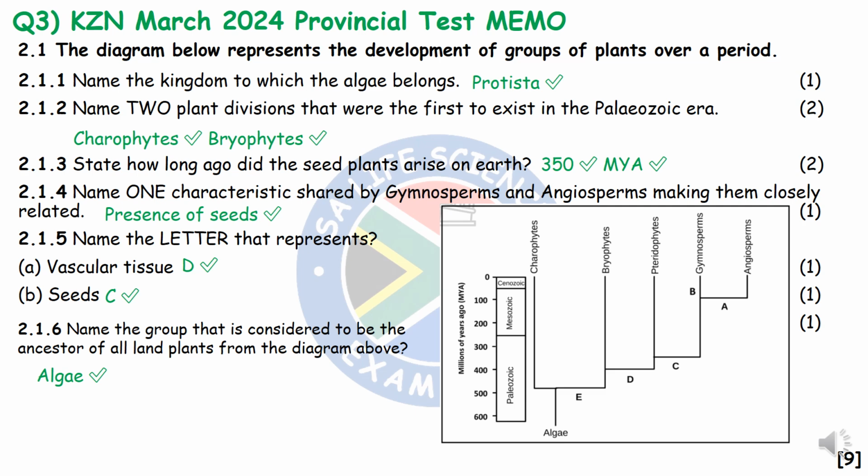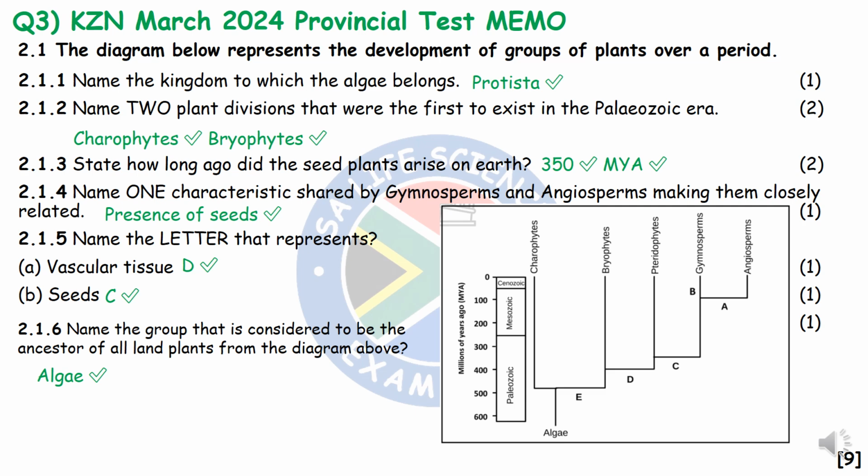Question 2.1.5, name the letter that represents vascular tissue. So vascular tissue would be represented by D because it is only after the letter D that we start to see Pteridophytes, Gymnosperms, and Angiosperms. And these are the only plants that have xylem and phloem. So when vascular tissue is mentioned, think of xylem and phloem.